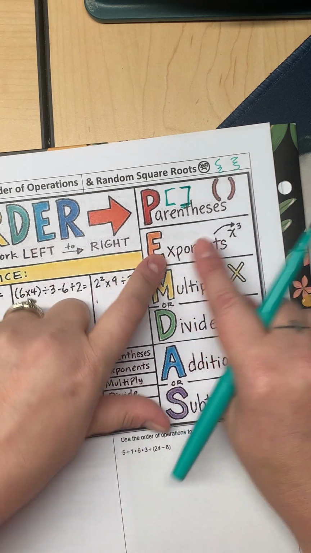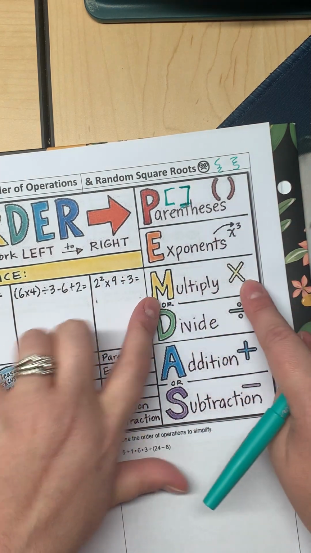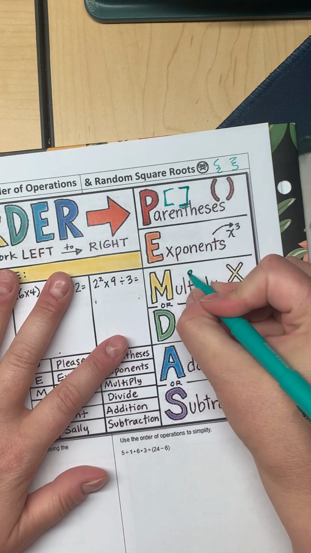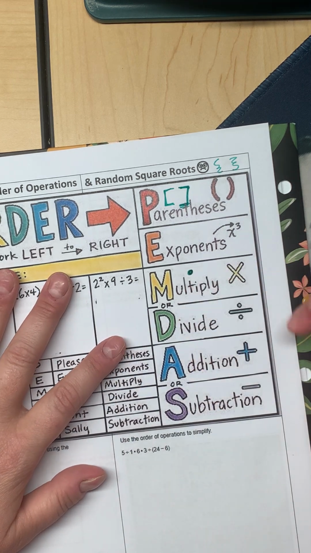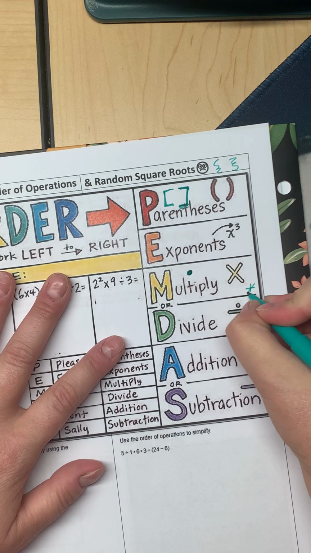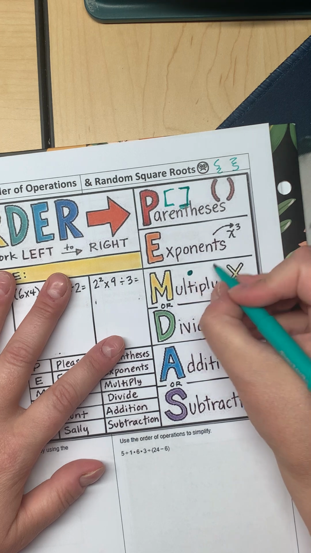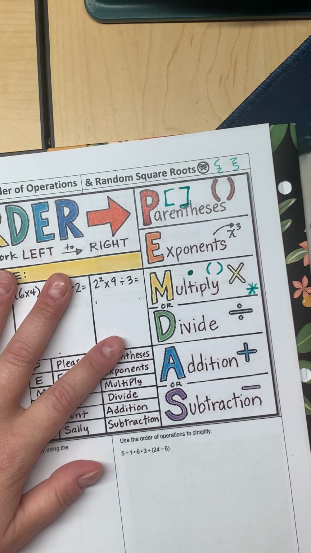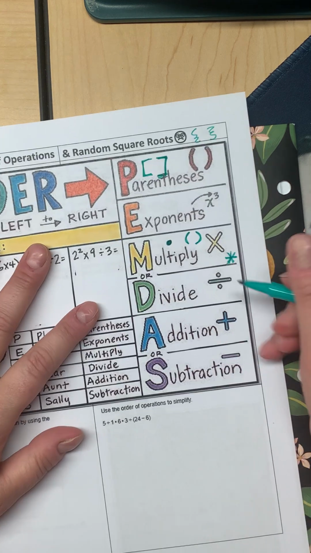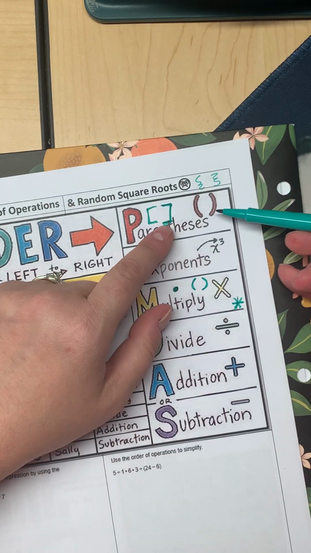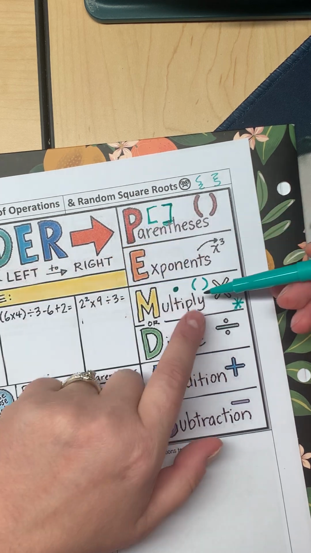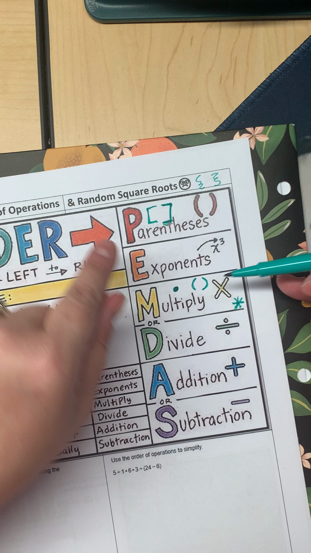Okay, and then exponents are in the air. Multiply, you either see an X or you see just a dot. Multiply can be shown with a dot, or you might see an asterisk, like a little star, or you might see parentheses. Okay, and up here when it says parentheses, you see that for parentheses, I drew parentheses, but then I also drew them for multiply.